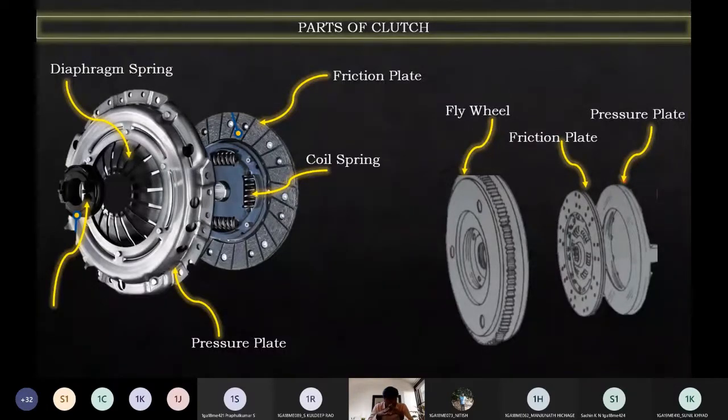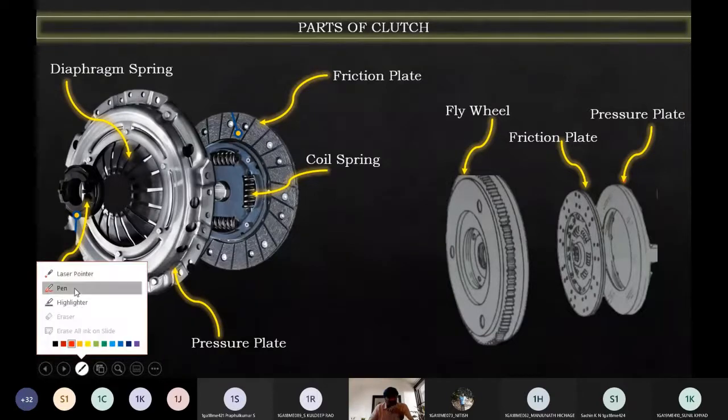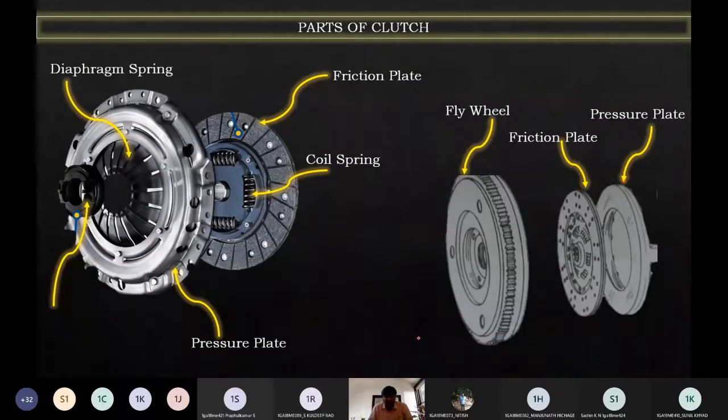Last class I showed certain videos. I told you about the importance of the clutch. I have given a brief introduction. If students have not attended the last class, it's not an issue. I'll try to share the links of the videos, or you can see my session of the last class, which I have already shared in the WhatsApp group.